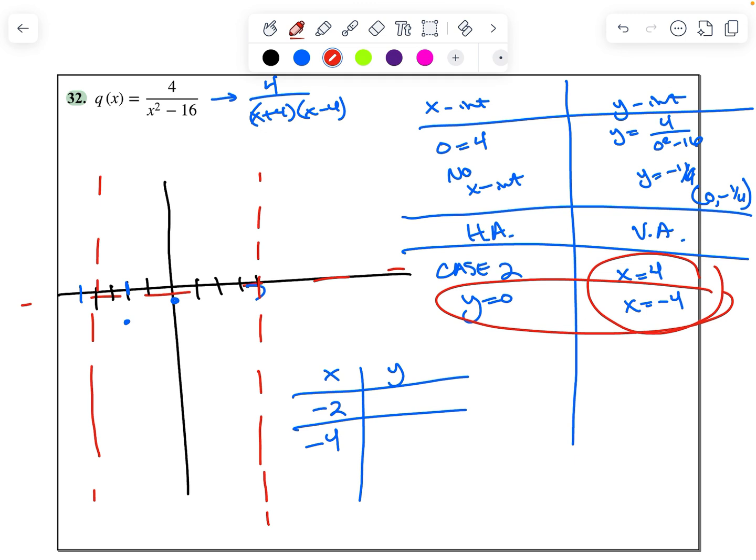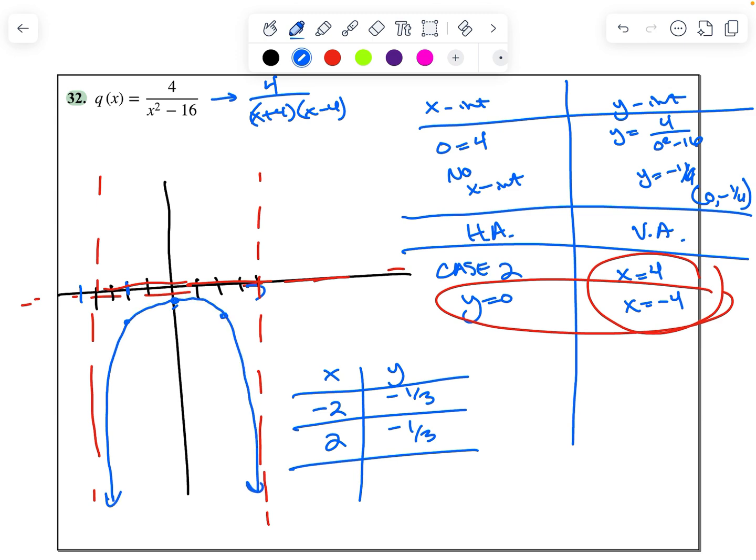Since this thing's looking a little bit symmetric, that blue dash is below the x-axis. I'm willing to bet that if we plugged in a positive 2, it would also be negative. Let's see, 4 over 2 squared minus 16. I got negative 1/3. And if I plugged in a positive 2, I also got the same thing. Positive 2, I got negative 1/3. And so this is very symmetric on this middle portion. It's going to sort of chase all 3 of those.